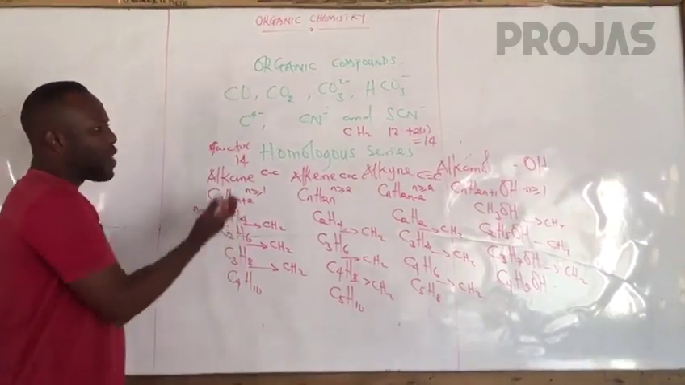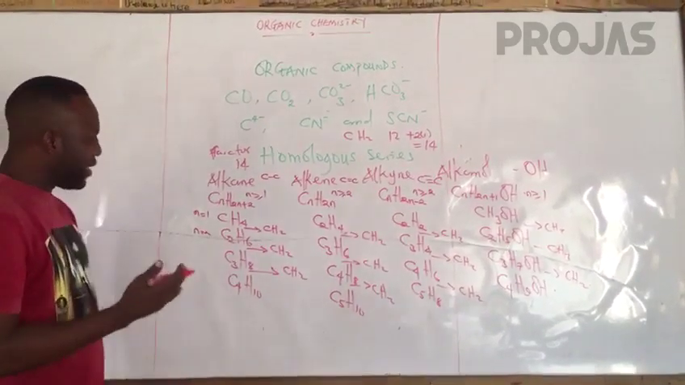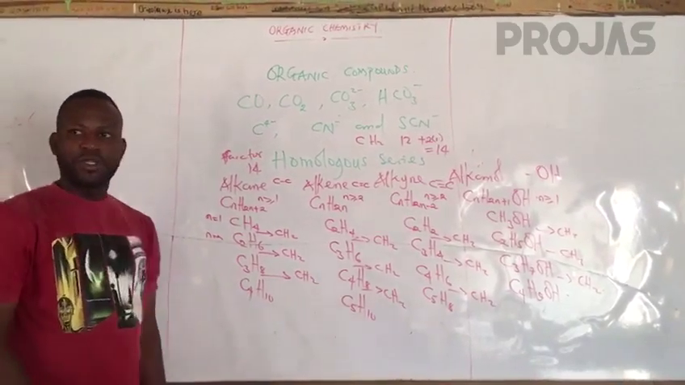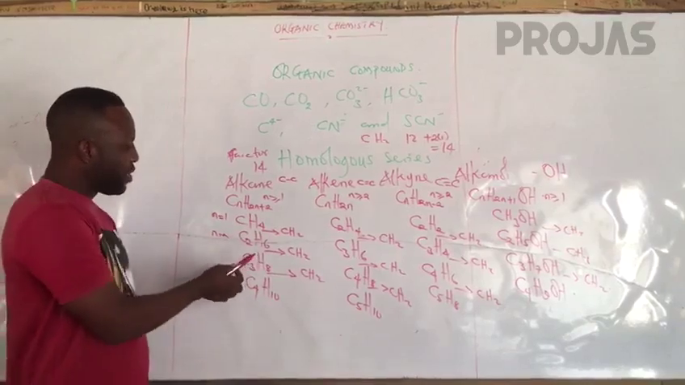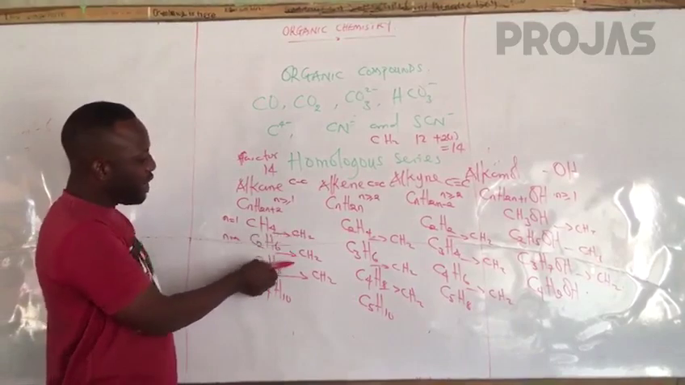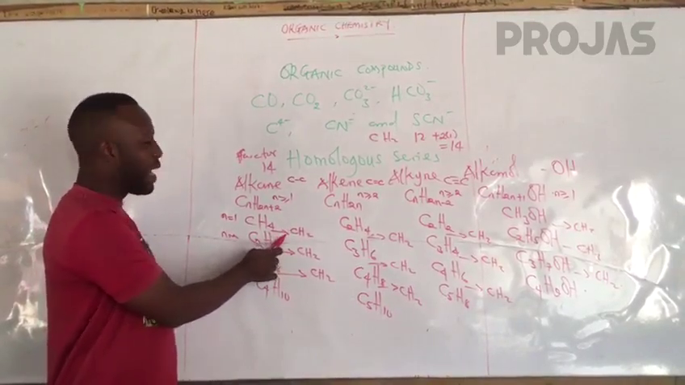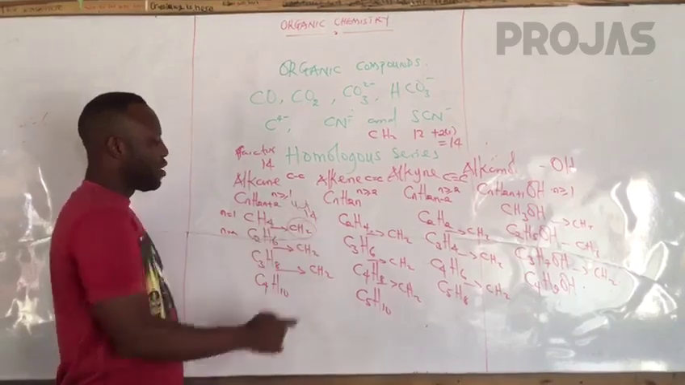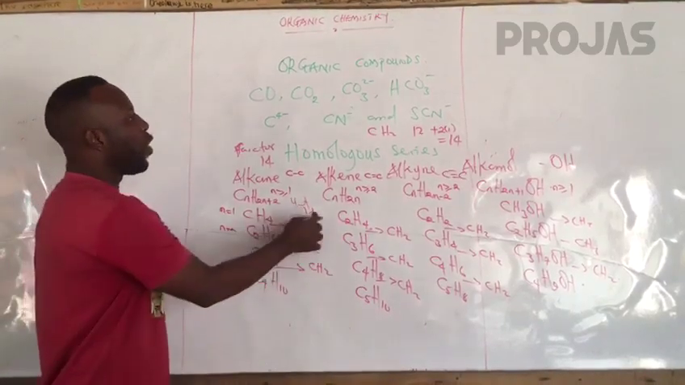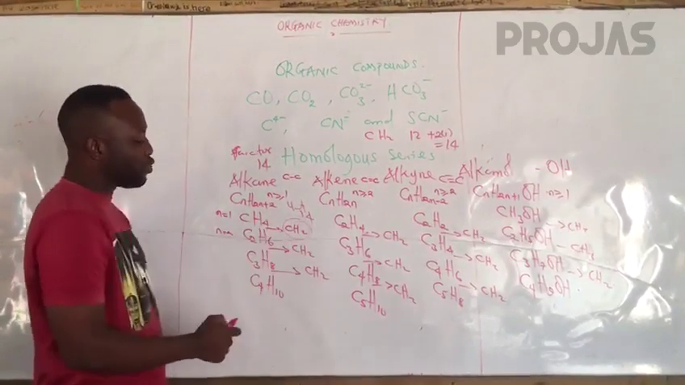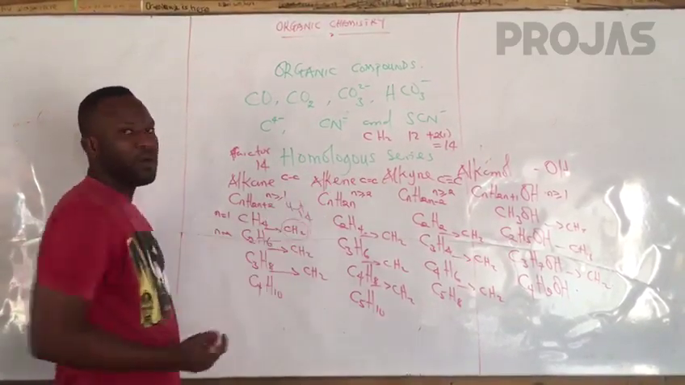Now, from what we have here, we can easily state the characteristics of homologous series. The very first one is that each successive member differs from the next by the molecular formula CH2, or unit 14, or factor 14.